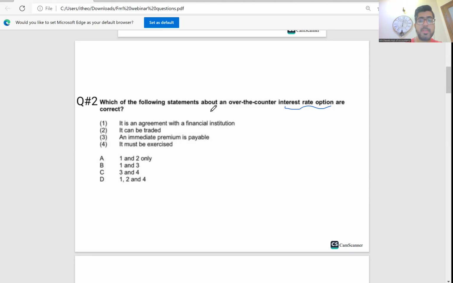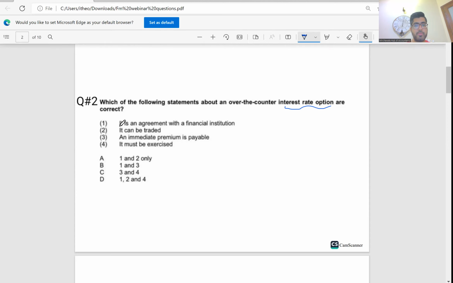Which of the following statements about interest rate options are correct? It is an agreement with a financial institution, a bank or money exchange. It can be traded. An immediate premium is payable. It must be exercised. Which statements about options are correct? Now, option must be exercised. This is completely wrong.